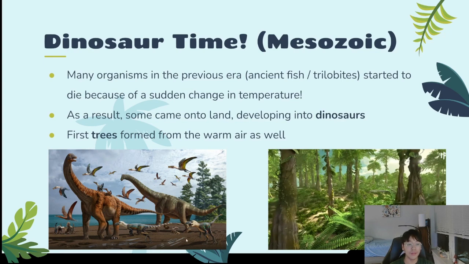The picture on the left here shows a bunch of dinosaurs. Some are on land, some are flying, and these are all just different types of dinosaurs that were present in that day. And the picture on the right corner here shows a forest and ferns and bushes, since most of the plants were formed during this period.